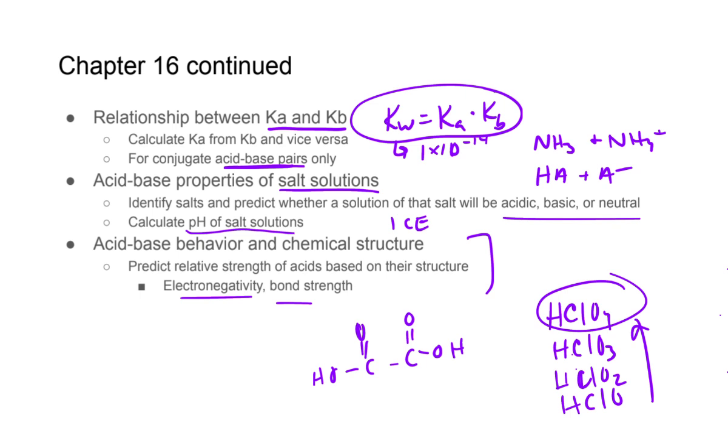And then we also looked down a group in the periodic table, so comparing HClO3, HBrO3, and then we did HIO3. Okay, so make sure you're able to think about those bond strengths and how that works. Yes?